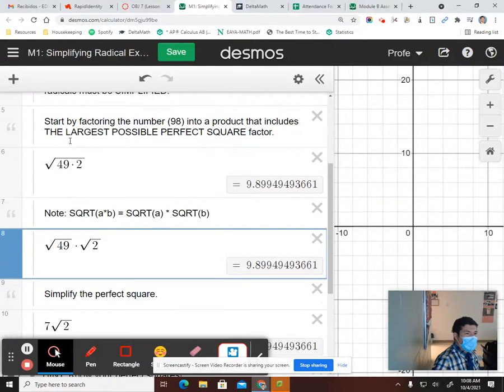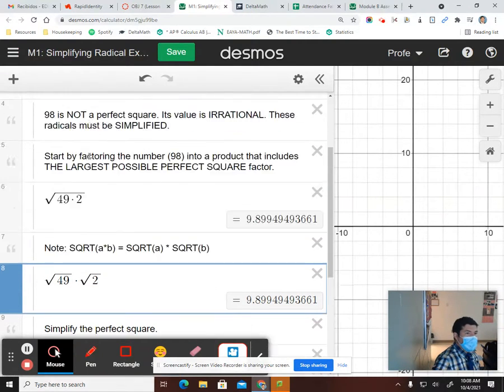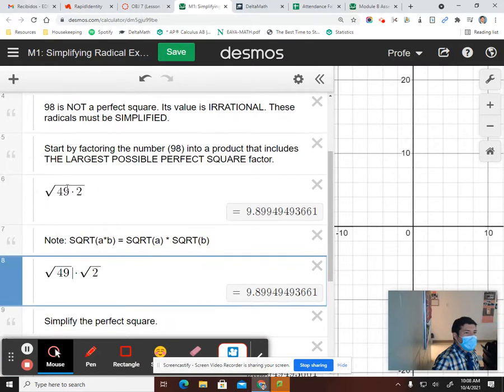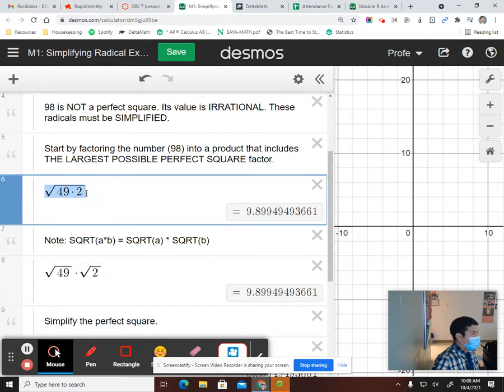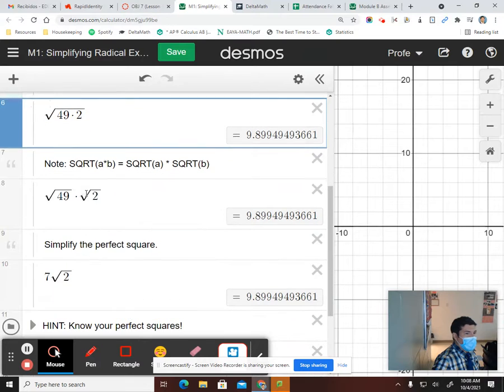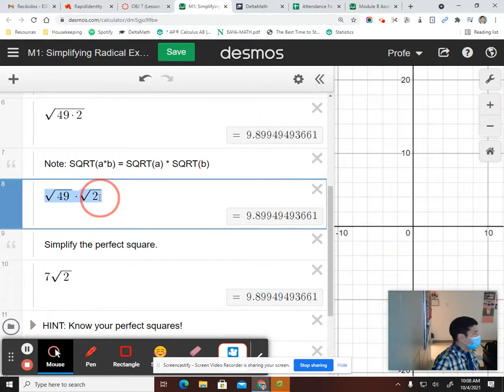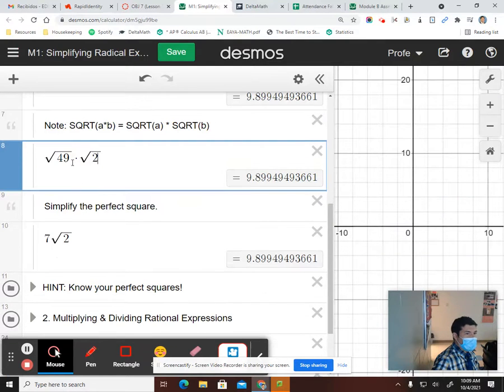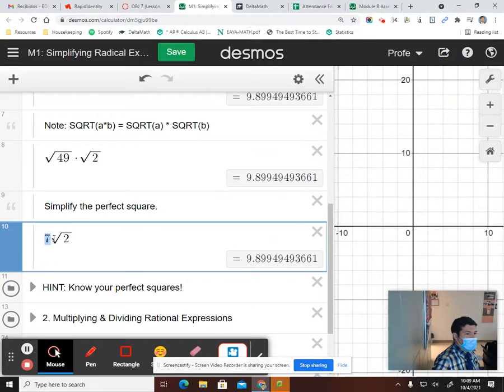Therefore, you can rewrite in the following way. Square root of 98 equals the square root of 49 times 2, or isolating radicals, the square root of 49 times the square root of 2. That's the rule. And finally, last stop, 7 square root of 2, because the square root of 49 is equal to 7. That is how you simplify a radical expression.